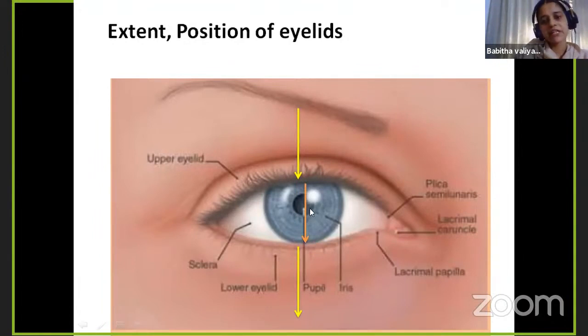The vertical fissure height is about 10 to 11 millimeters. As age advances, this vertical fissure height decreases, becoming 8 to 10 millimeters in an elderly patient because of the development of aponeurotic ptosis. And the horizontal distance is about 30 to 31 millimeters.